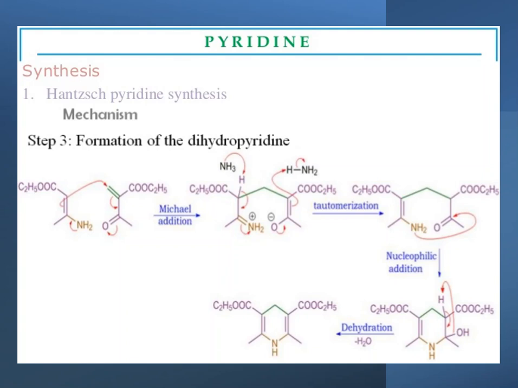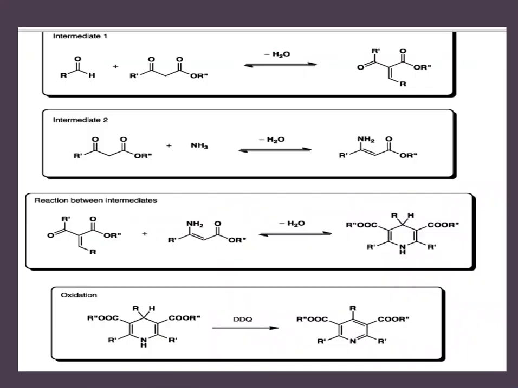Then next step is tautomerism. Tautomers are formed. The lone pair, so this tautomer is formed. Then next is your nucleophilic attack followed by dehydration. Very important, asked in your exam separately. Okay, Hantzsch pyridine synthesis. This is one of the methods.